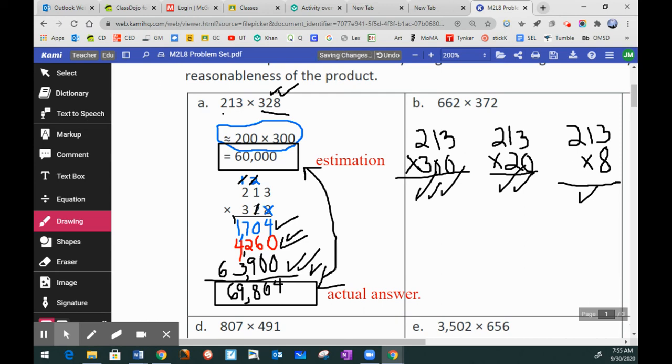Make sure you check your answers, and please show your work for every problem. It is necessary for you to be successful. Yes, you can use a calculator, but we want you to know the process of multiplication.